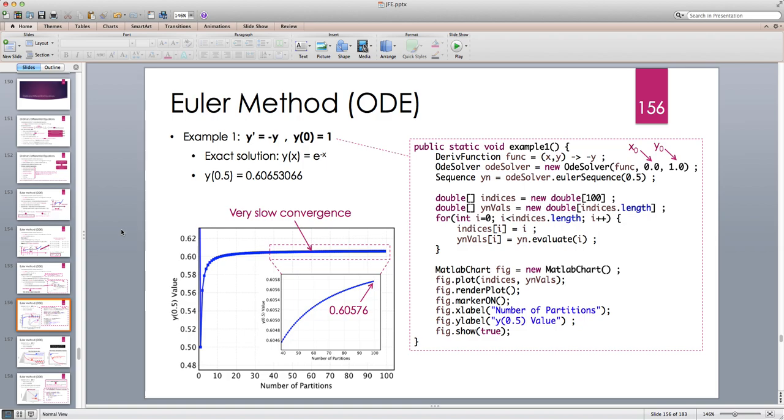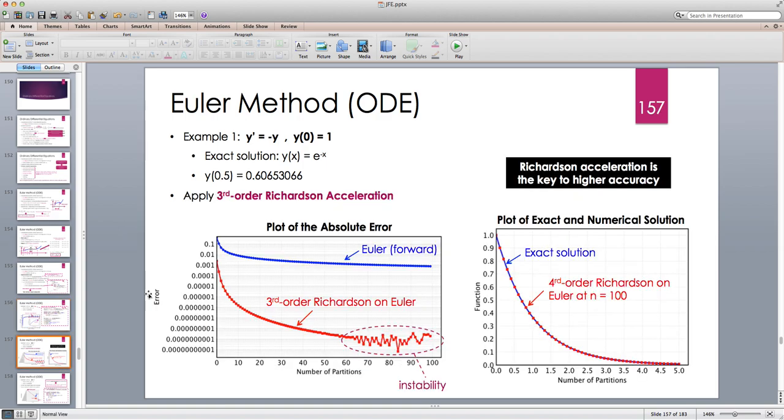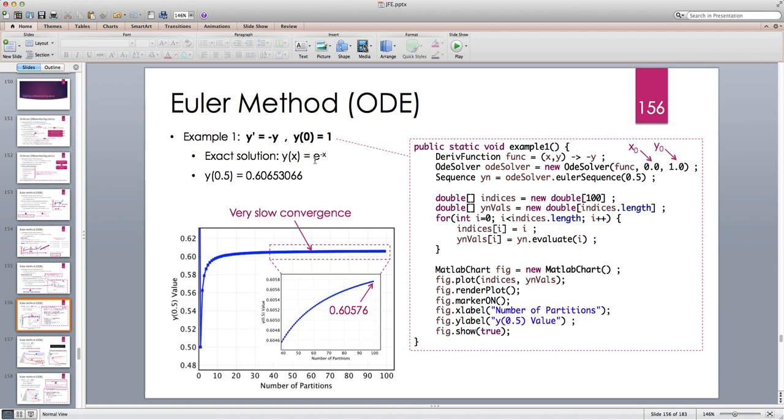So how do we accelerate the convergence? We do, for example, a third order Richardson acceleration. So here's the error, because I already know the exact solution.